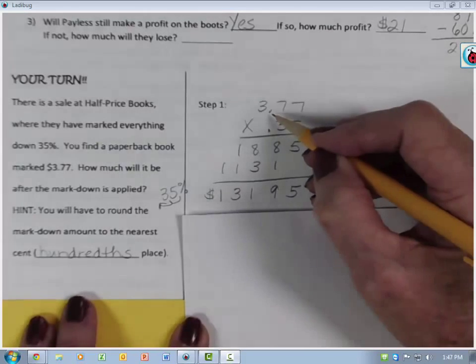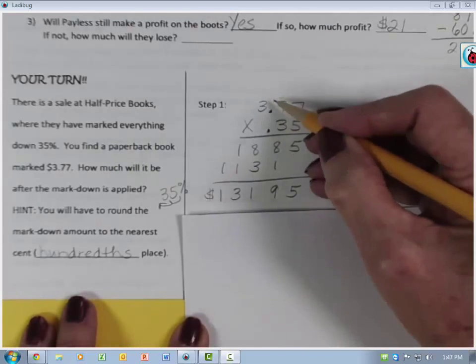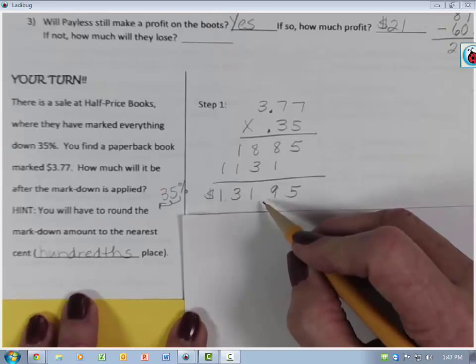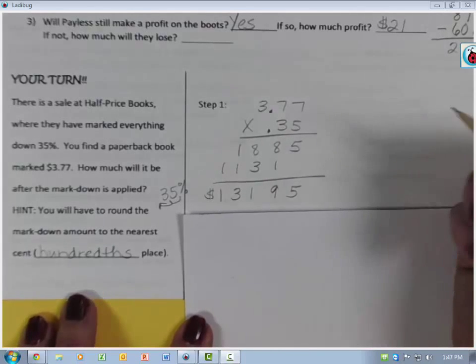Now let me erase this point here for a second, this decimal, because what you're probably going to want to do, because these line up, is bring that down and say $131.95. Really? Are they going to mark down a $3.77 book for $131? That's not a reasonable answer. You have to look back and make sure your answer is reasonable.